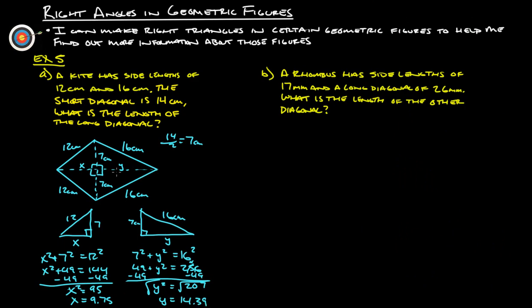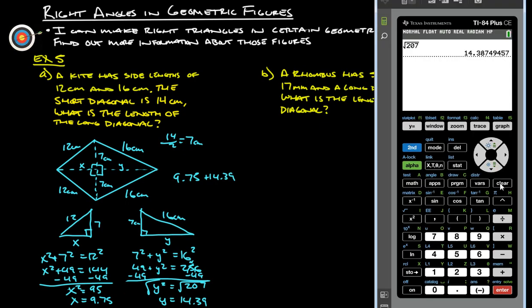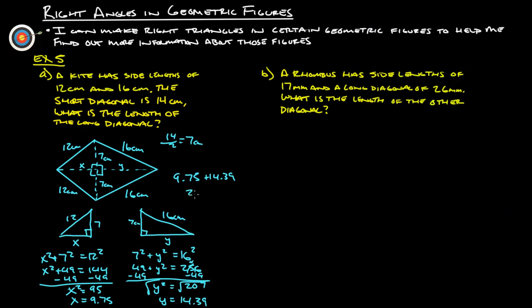So to figure out the total diagonal, we've got 9.75 plus 14.39, which gives us 24.14. If we round to 3 significant figures, we get 24.1 centimeters as the length of the long diagonal on that one.